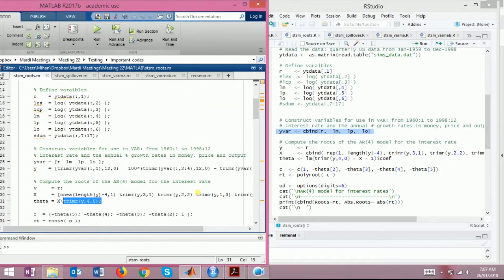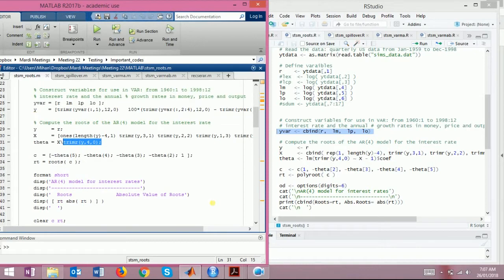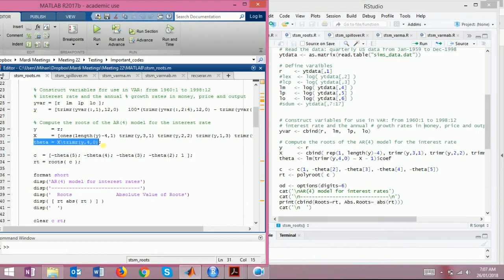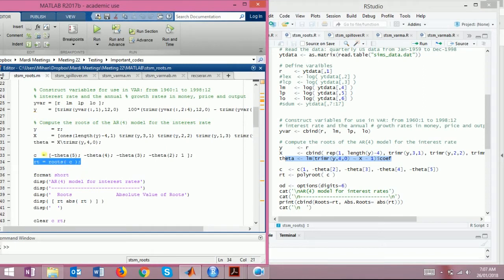We have the thetas. Minus theta 5, minus theta 4. Okay, there is the theta, right? The regression equation. So take the second element, first one, then second, third, fourth, fifth. And we do roots. We find the roots of c, the equation. This is our polynomial equation.